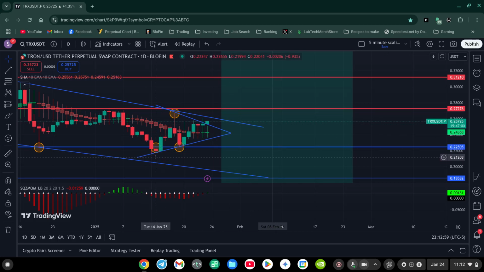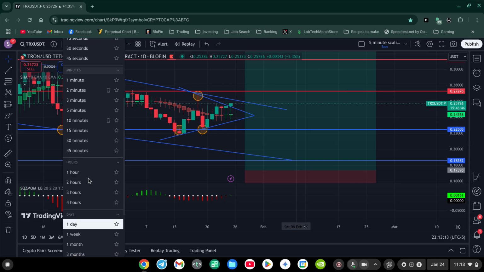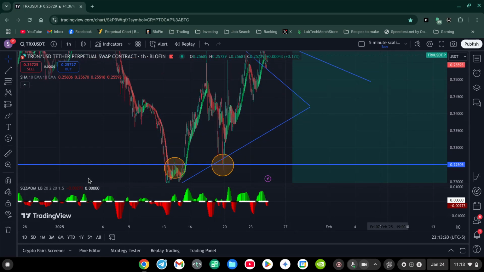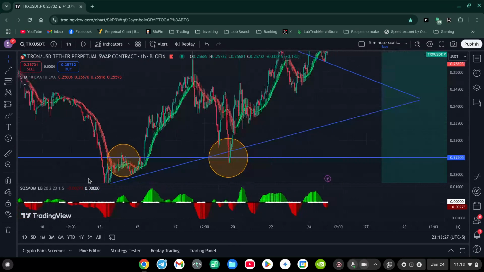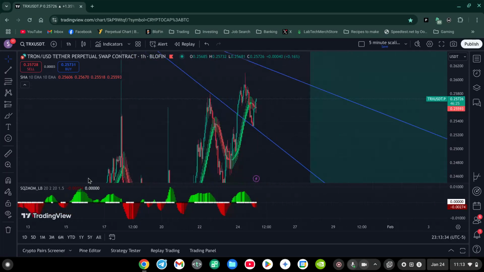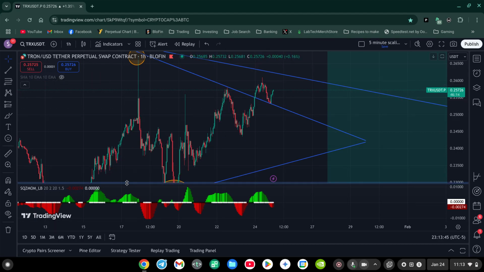it looks like on the smaller time scale, we've marked a wedge that we felt like was forming here, and it does look like we've broken out of it, up out of it. If we look at this on the hourly time frame, however you're trading these things, it looks like we've broken out of this wedge on the upside.